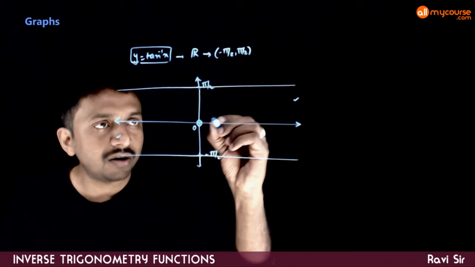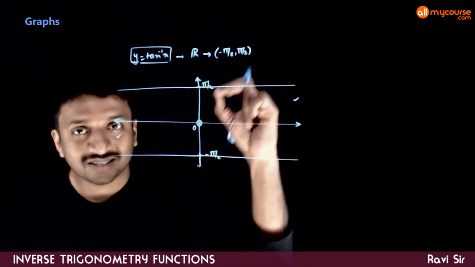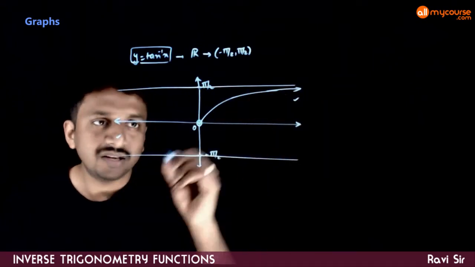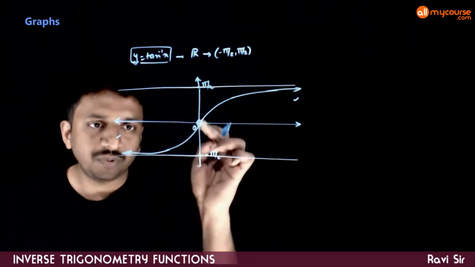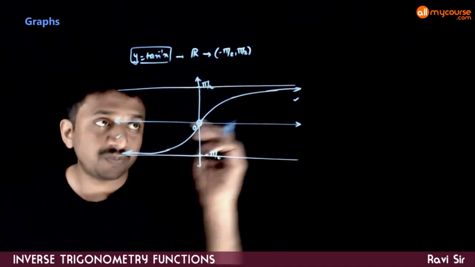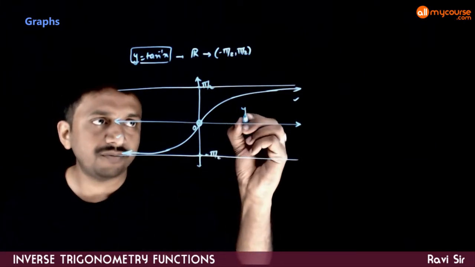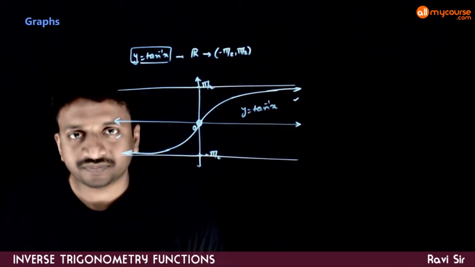So obviously it cannot go like this. It cannot go in the direction of tan x. So it has to go like this. There is no other option. So here also it has to go like this. Asymptotically it goes to minus pi by 2 and plus pi by 2. So this is how the graph of y is equal to tan inverse x looks like.